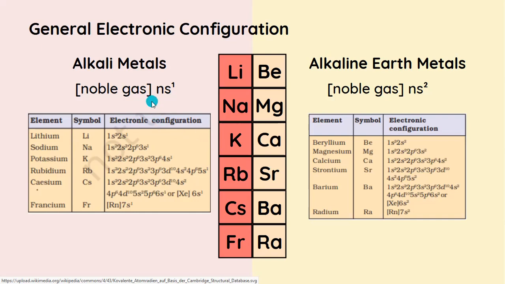As I said, it's going to be ns1 for alkali metals, whereas in alkaline earth metals, it's going to be noble gas and ns2. Now, n in both cases is going to represent the valence shell. What happens is the electrons in the s orbital are not very tightly held, and so this makes alkali metals as well as alkaline earth metals electropositive. And out of these two, alkali metals are the most electropositive elements in their respective periods. Because of that, alkali metals can form M+ ions, whereas these form M2+ ions.